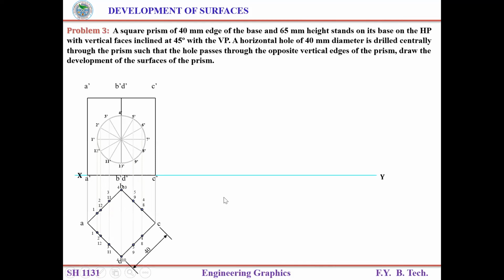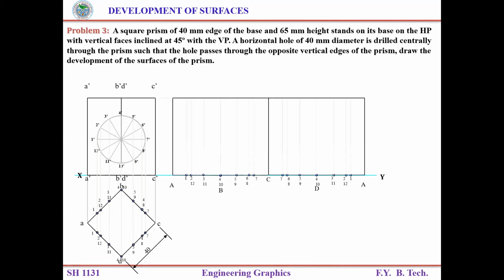And then next, you prepare the basic development. The total rectangle would be 4 times 40, that means 160 length, and the height is equal to 65. Do that one. And then there are basically only four vertical lines: AA, then BB, CC, and DD. The other vertical lines are imaginary vertical lines we have to prepare for reference.